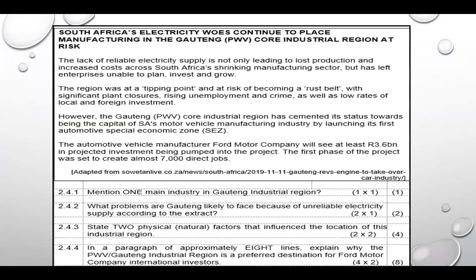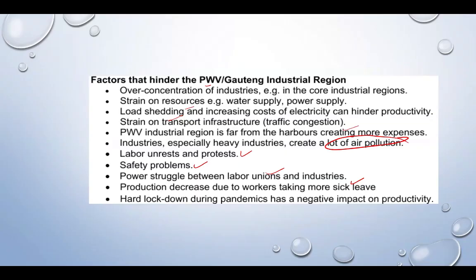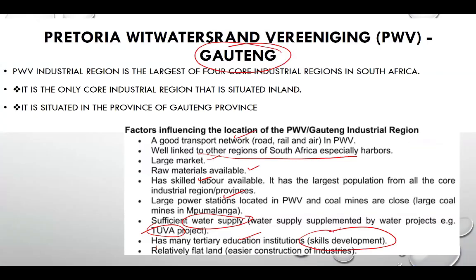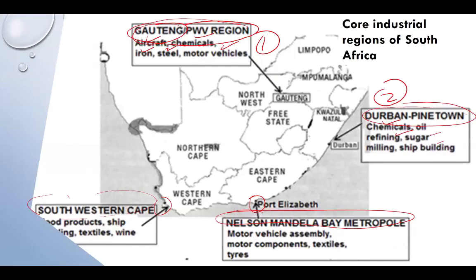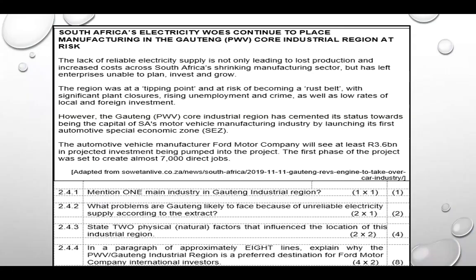Now, let's quickly look at the typical examination questions that we can expect based on PWV. Mention one main industry in the Gauteng industrial region. By just looking at this, you would be able to give the industries that are found in PWV. But because this is a source-based question, you must refer to the extract here.